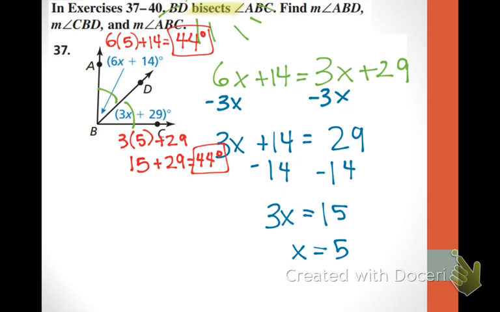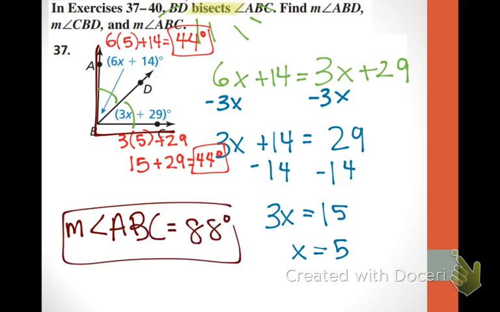And then the last part, it says find the measure of ABC. How do we find the measure of ABC? We add them. 44 and 44 make 88. That was the end of the lesson.